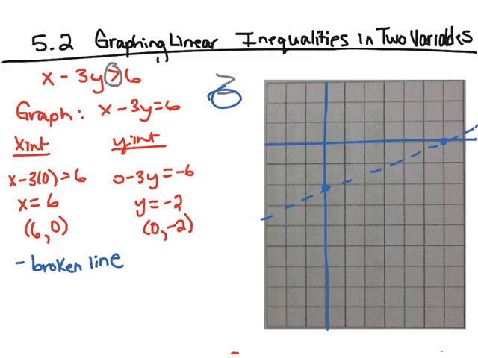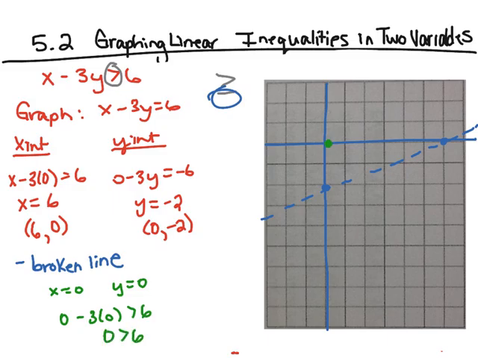Now, to choose which area we're going to shade, the region that is shaded in is the region that will satisfy the inequality. So anything that is shaded will work in the inequality for x and y values. So we want to test the origin. You can choose any point, but the origin's the easiest. So we're going to substitute x equals 0 and y equals 0 into the inequality. So 0 minus 3 times 0 is greater than 6. 0 is greater than 6.